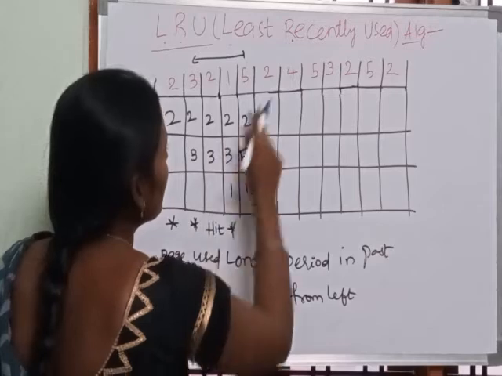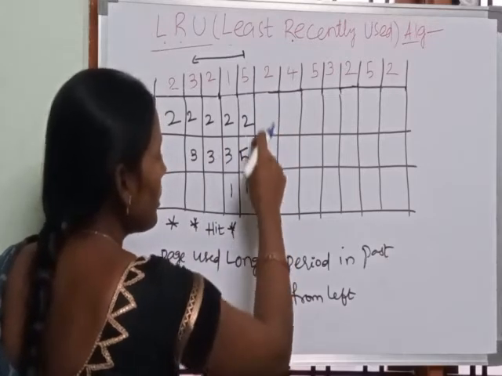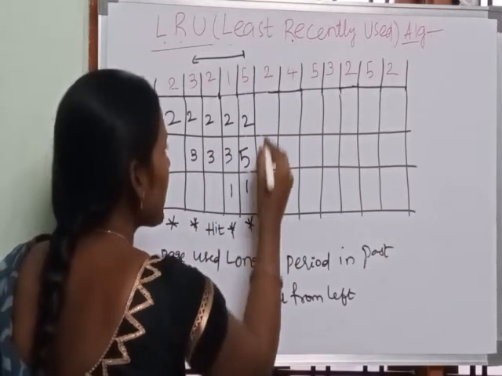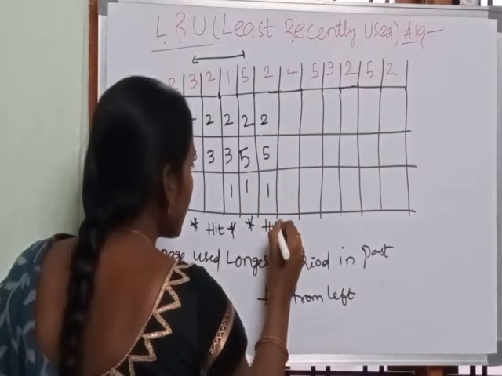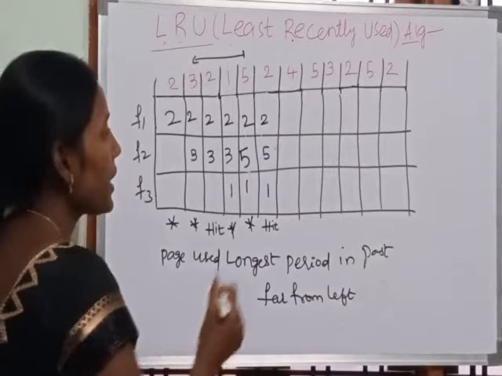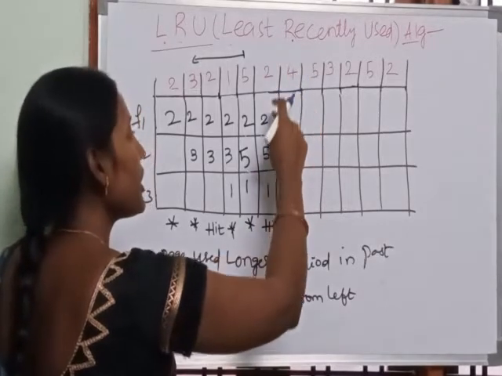Next we consider 2. 2 is already available in the frames, so we write as it is, 2, 5, 1. That we call a hit. Next, 4 is to be entered into the frame.